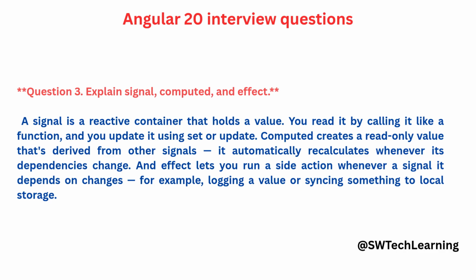Question 3. Explain signal, computed, and effect. A signal is a reactive container that holds a value. You read it by calling it like a function, and you update it using set or update. Computed creates a read-only value that's derived from other signals. It automatically recalculates whenever its dependencies change.